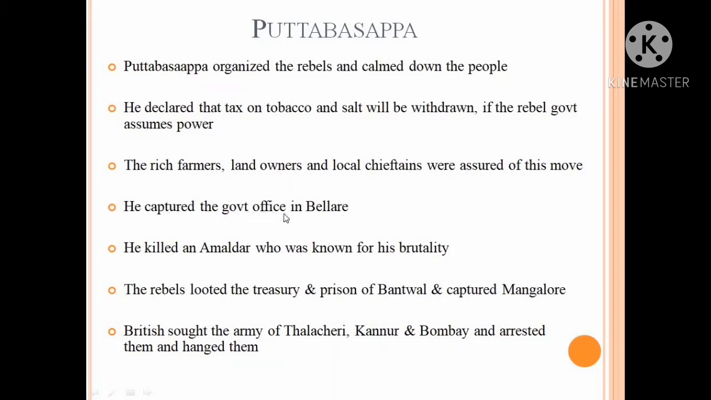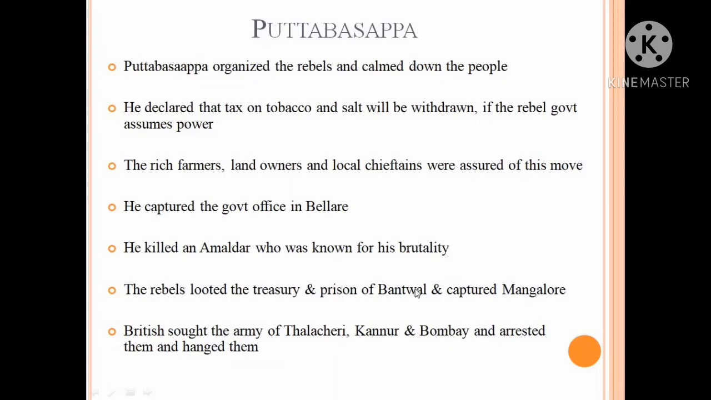And he captured the government office in Bellare. And he killed an Amaldar who was known for his brutality. A very cruel Amaldar was killed by him. And the rebels looted the treasury and prison of Bantwala and captured Mangalore. And the British sought the army. They brought the army from Talacheri, Kannur and Bombay.